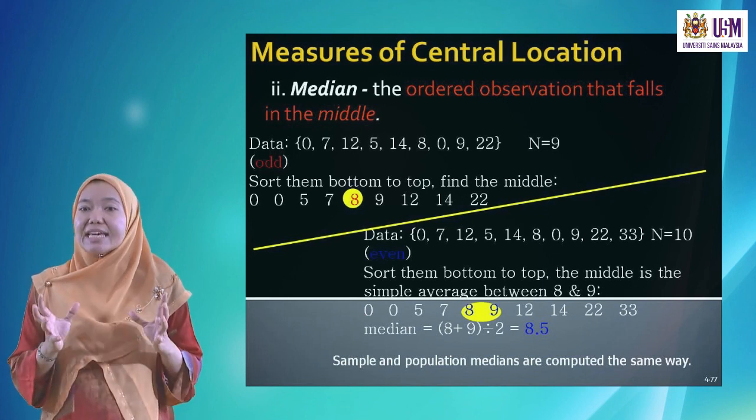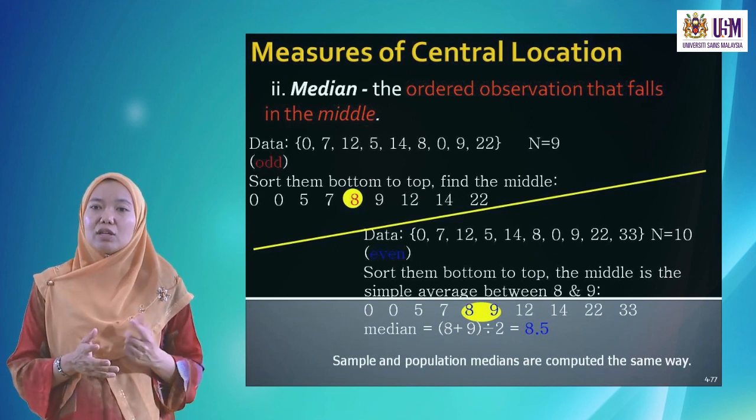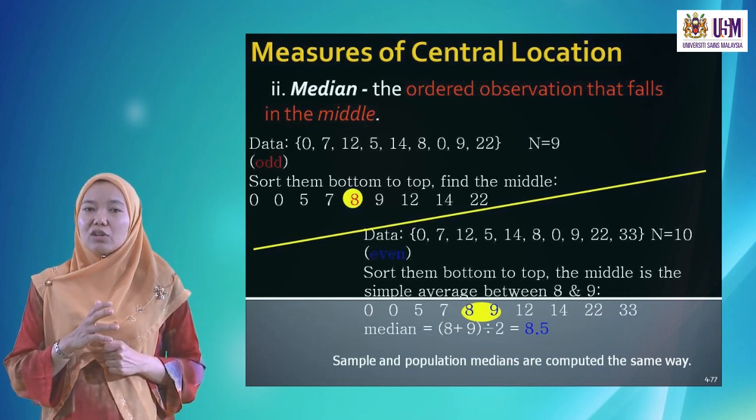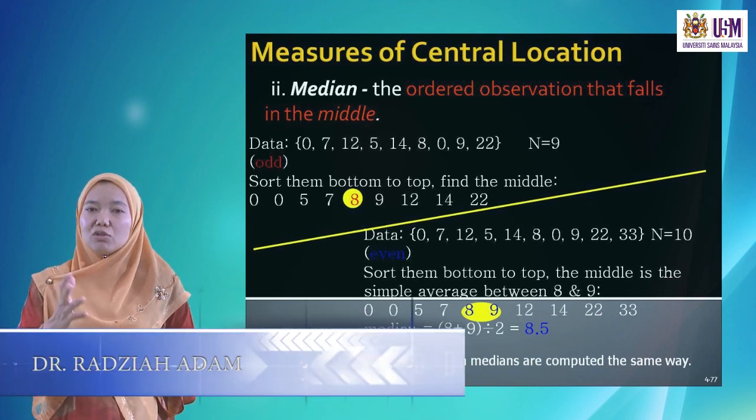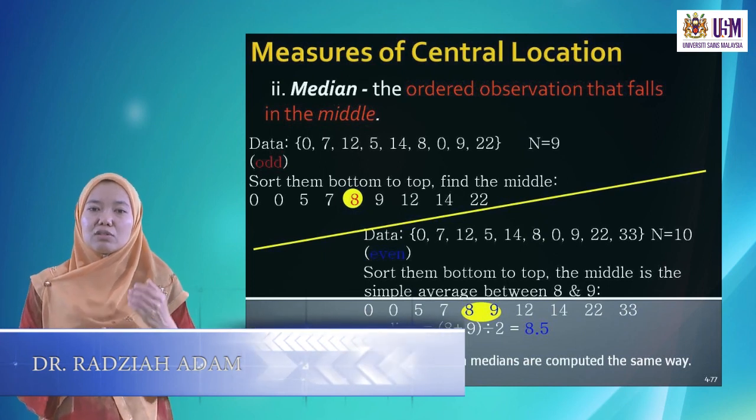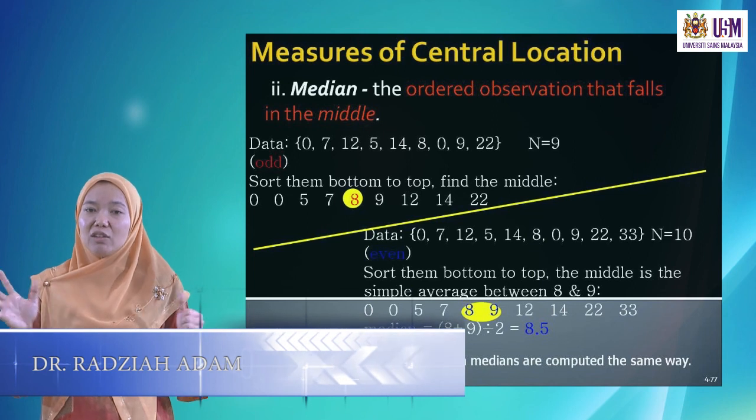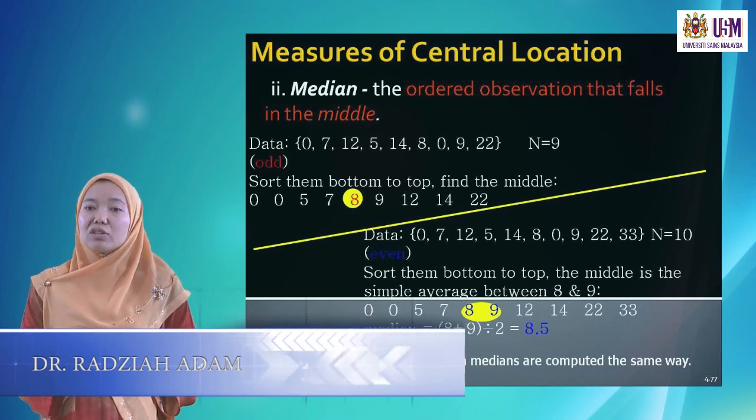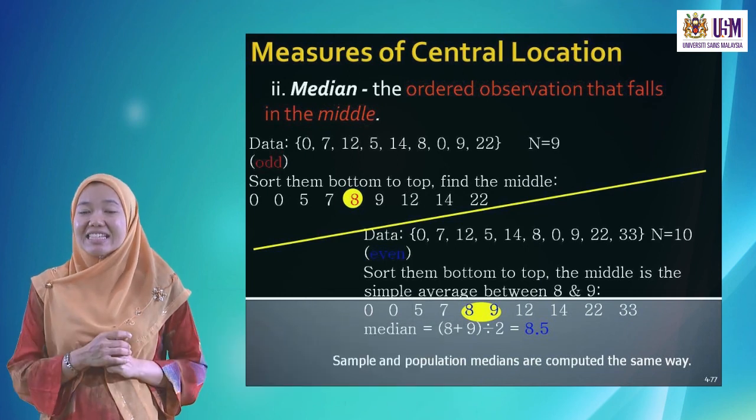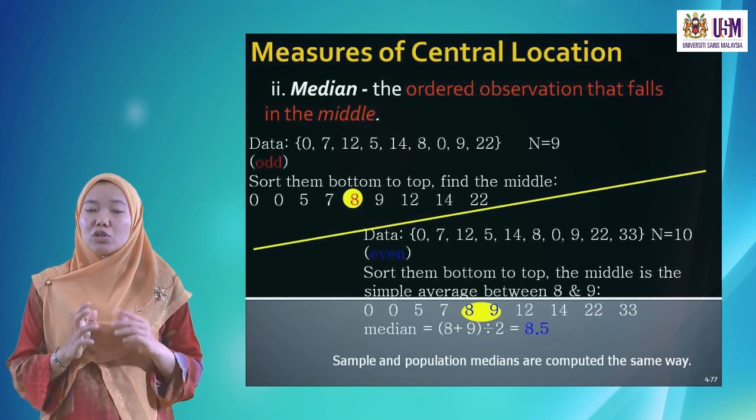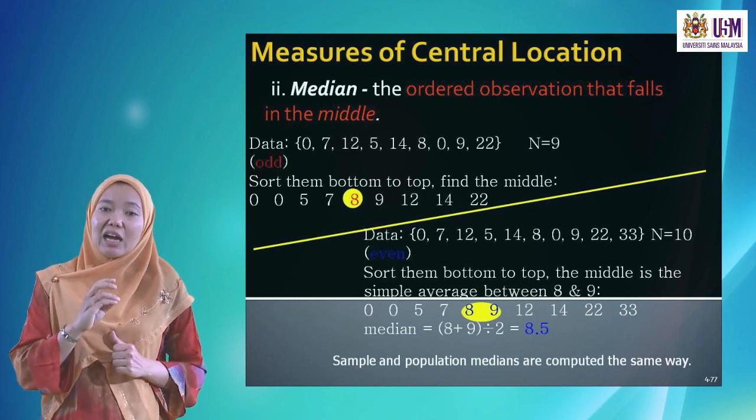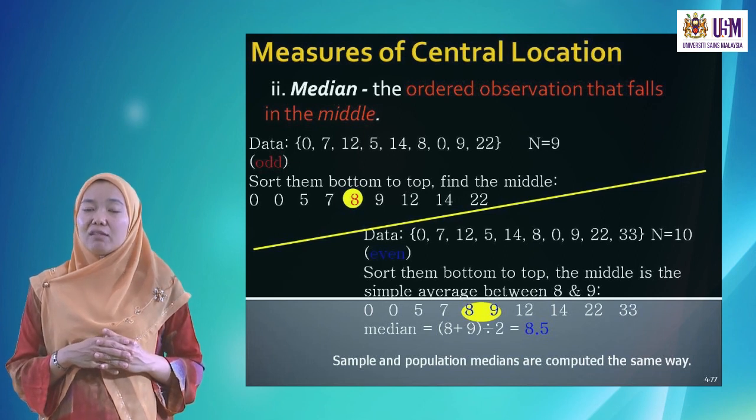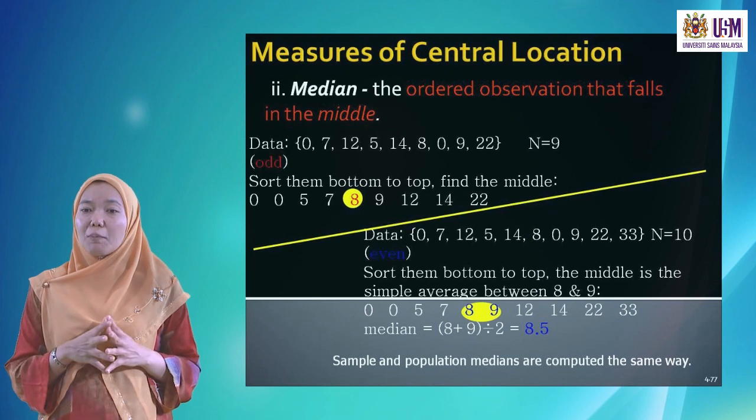What if you have an even number of observations? Look at the second example. Let's say you have 10 observations, so your n is 10. In that case, you need to sort the data from top to bottom or bottom to top: 0, 0, 5, 7, 8, 9 and so on. Because you have 10 observations, your median will be between your 5th and 6th observations. Observation number 5 has the value 8, and observation number 6 has the value 9. So your median will be the average of those two: 8 plus 9, divided by 2, gives a median of 8.5 for this set of observations. Sample and population medians are computed in the same way.